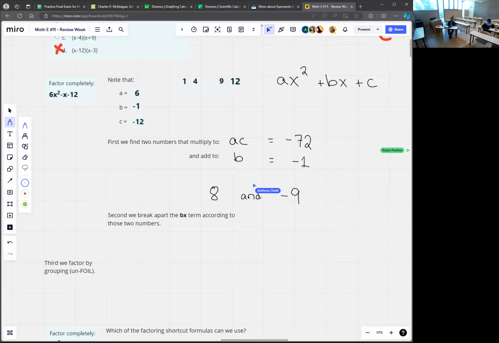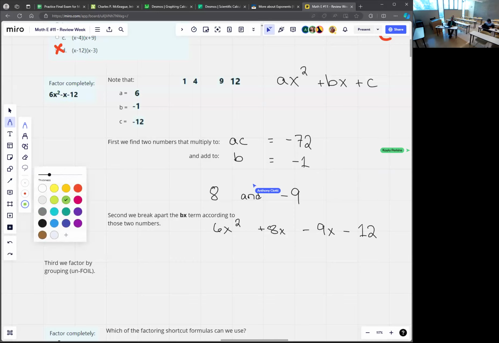Then we break apart this x term, the one with the -1 hiding in front of it. So 6x squared plus 8x minus 9x minus 12. So I have taken this minus x term and turned it into two things that are equivalent together, because when I have 8 take away 9, that's -1.